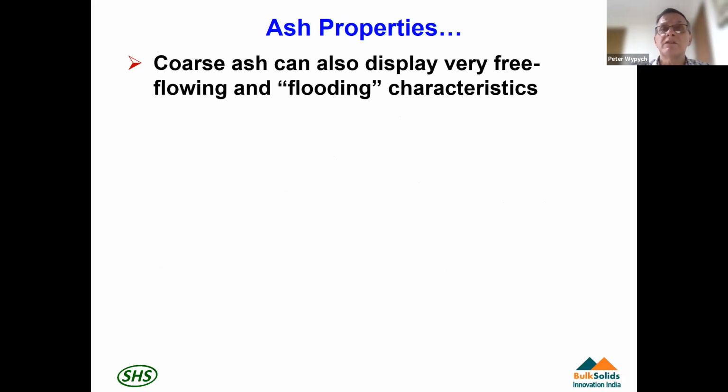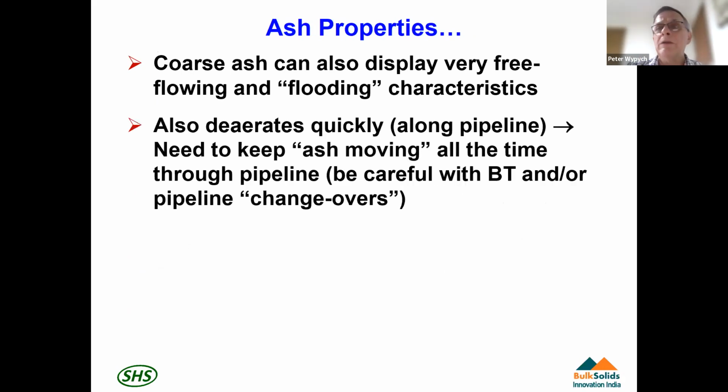Coarse ash can also display very free-flowing and flooding characteristics. And also these sorts of materials de-aerate very quickly along the pipeline. So with these sorts of products, you need to keep them moving at all times. Because if for some reason, even for a few seconds, the air is turned off or reduces in the pipeline, the ash can deposit out very quickly.